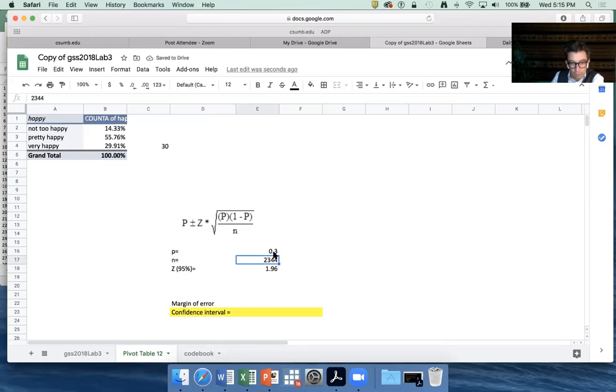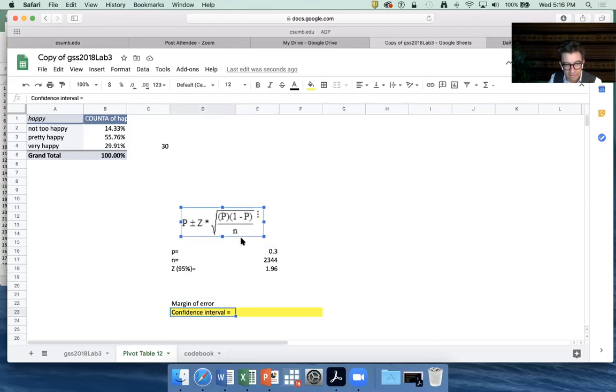Now, we know that 30% of Americans are very happy. Oh, not of Americans, of the sample, of this survey. But the question is, what percent of Americans are very happy? So in order to talk about the population, we need to deal with this sampling error, right? Because this is a random sample, it has sampling error. So we need to calculate the margin of error and then the confidence interval.